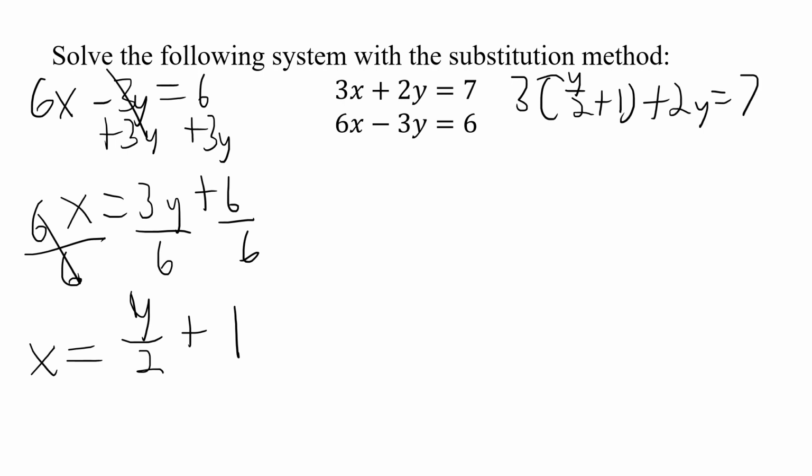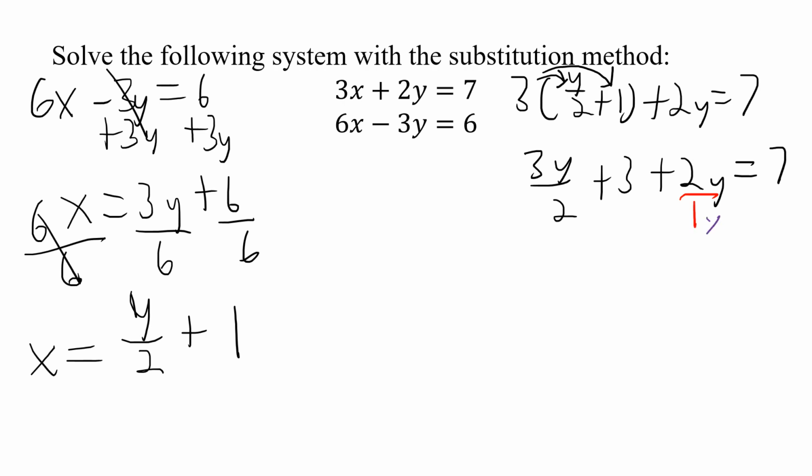Now we're going to distribute that 3, and we get 3y over 2 plus 3 plus 2y equals 7. Now we need to combine like terms, but the problem is this is 3y over 2 plus 2y over 1. To make 2y over 1 a fraction, we have to multiply the top and the bottom because whole numbers are technically over an invisible 1. So if we simply multiply the bottom by 2 and the top by 2, we can make it a fraction that looks like this. So we can add it.